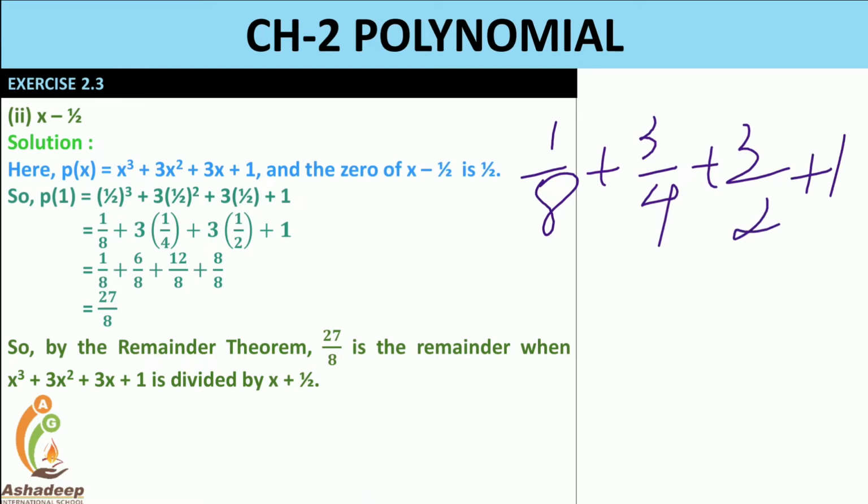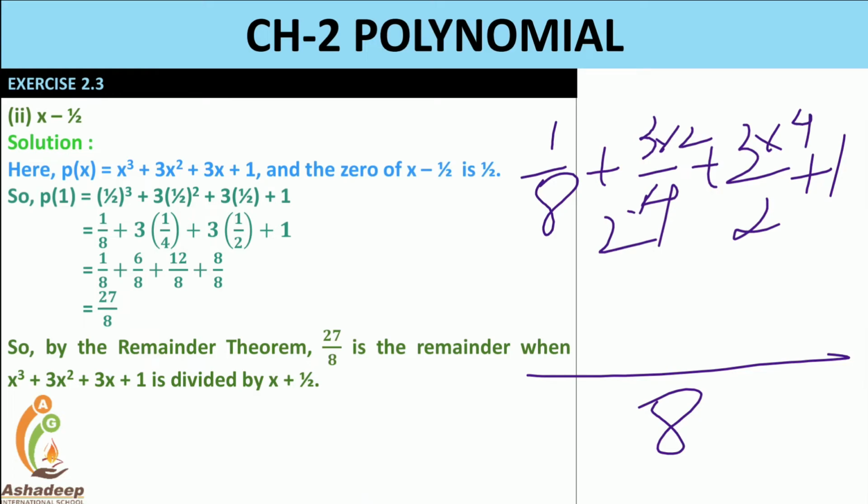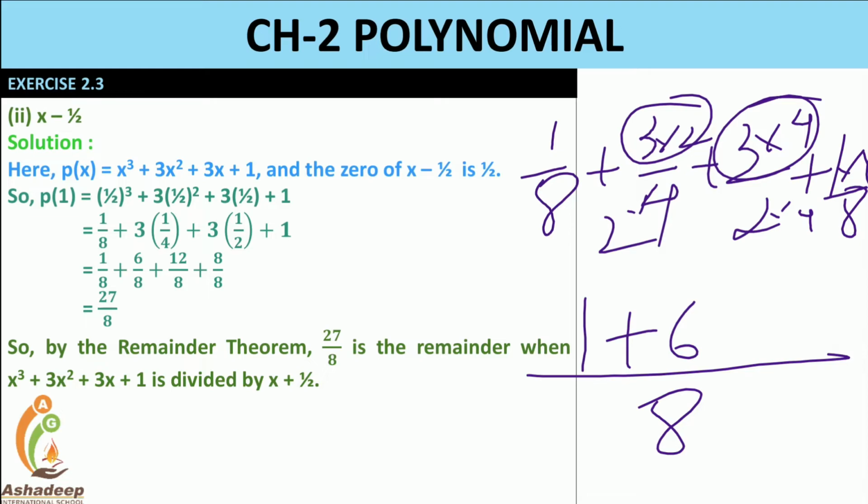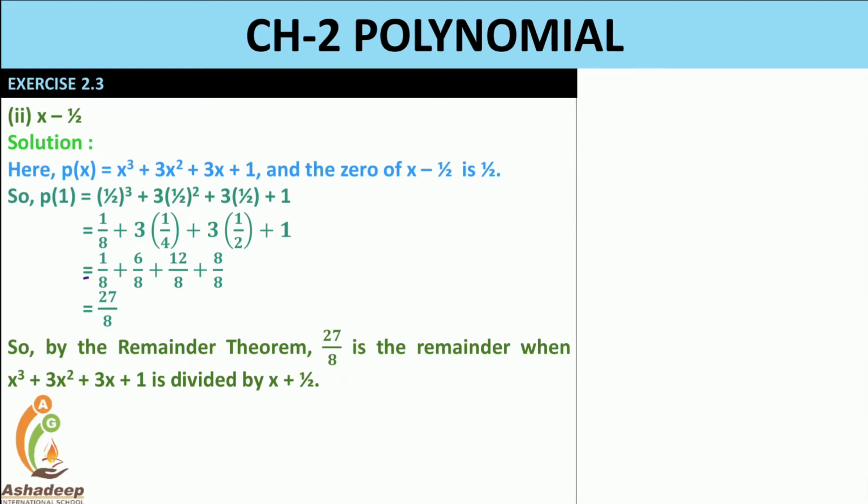So what is the LCM here? The LCM is 8. You need to multiply and divide here with 2, here with 4, and here with 8. So here 1 as it is. Now 3 2s are 6, 4 3s are 12, and 1 8 is 8. So 1 plus 6 is 7, 7 plus 8 is 15, 15 plus 12 is 27. So the answer is 27 divided by 8, which is not equal to 0.